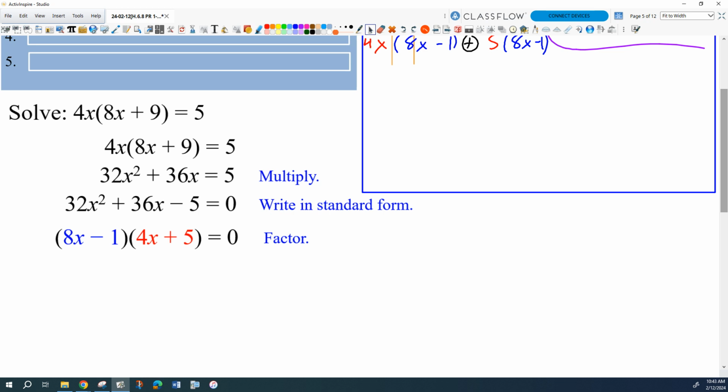Yeah. So the number that I'm pushing to the other side, when I set the blue factor equal to 0, what's going to be in the numerator of my answer? 1. Yeah, because I have to add 1 to the other side. That's the numerator. And then whatever the coefficient is, I have to divide by that. So that's the denominator, right? So I get positive 1/8 or negative 5/4. There you go.